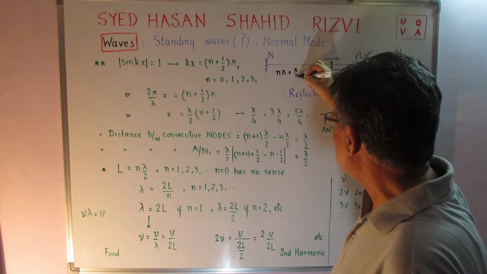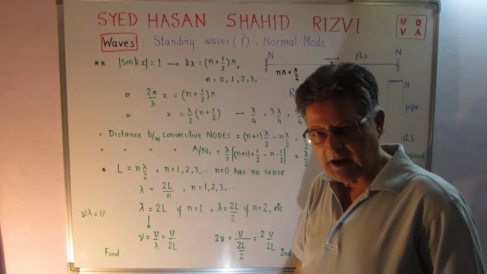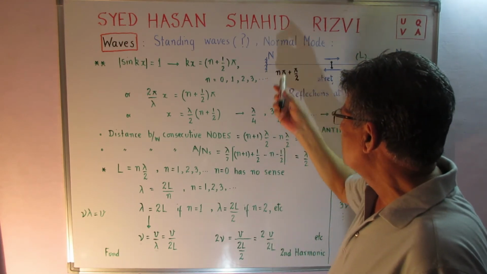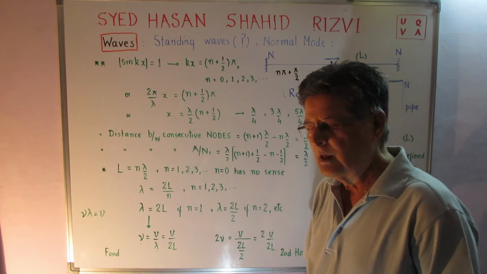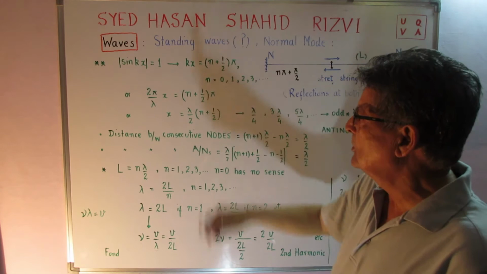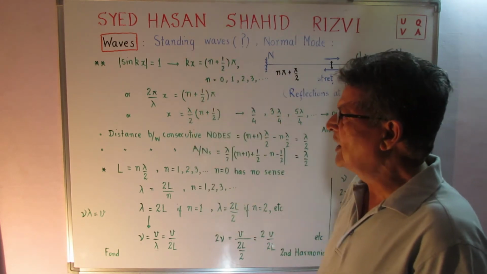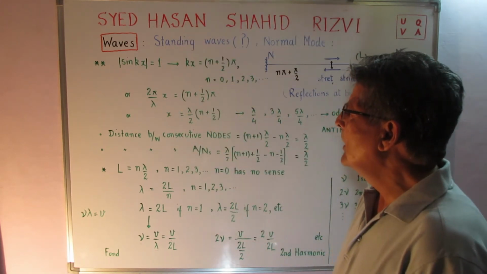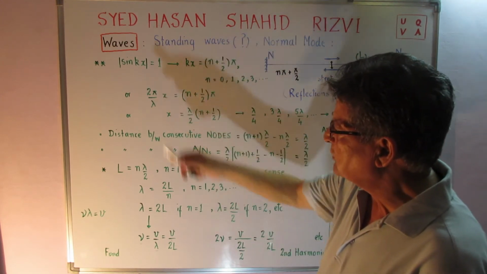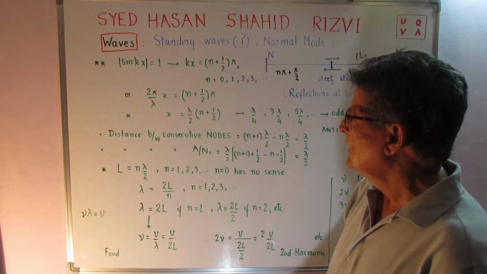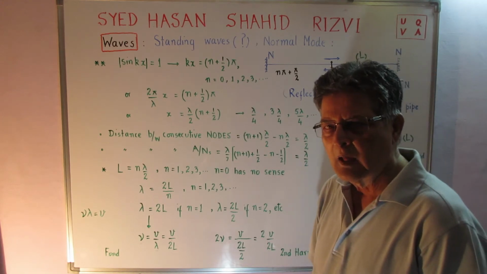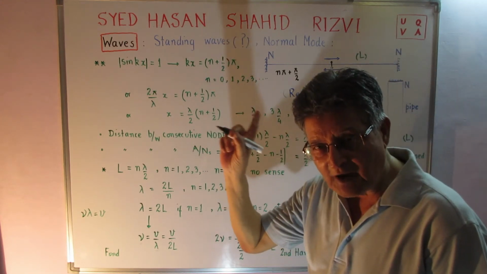For n pi, n is 0, 1, 2, 3, 4. Therefore, n phi should be equal to 0, like before in the case of node. When pi by 2 is added, I get the value of sine of kx as equal to 1. So I come to this equation: 2 pi upon lambda into x is equal to n plus half into pi. We'll write it as 1 by 2.